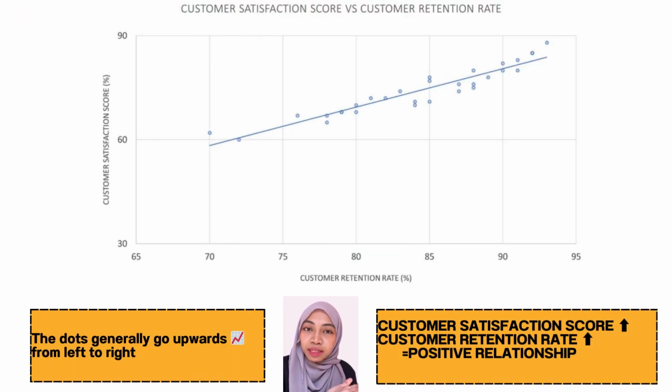So, in simple terms, if a company improves customer satisfaction, there's a high chance that customers will stay loyal for a longer time. This kind of result is helpful for businesses. It shows that keeping customers happy can really help them keep their customers long term.